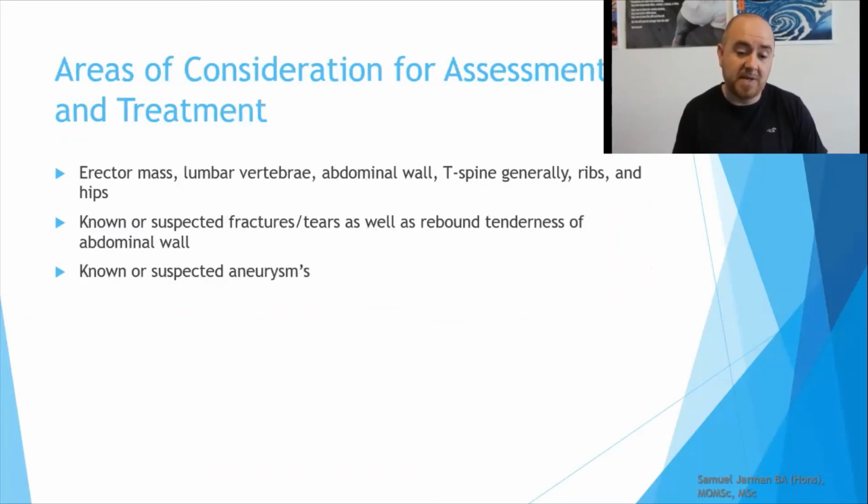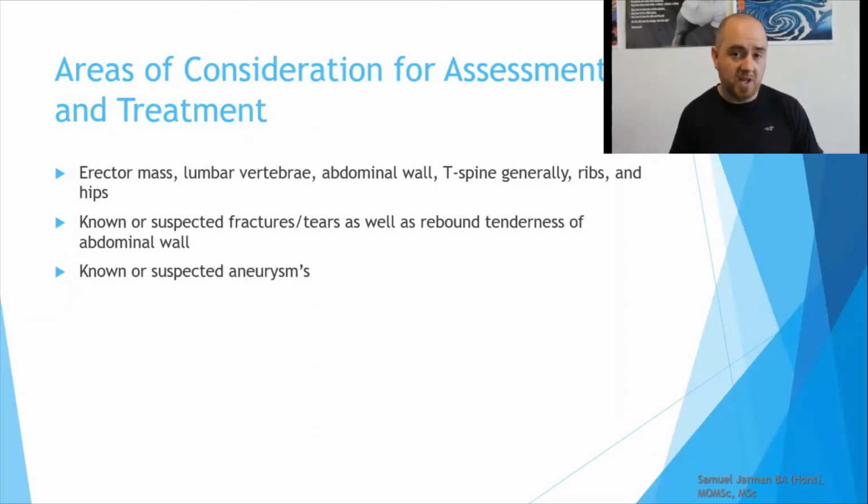Areas of consideration for assessment and treatment. So this would be basically a blending of all of the areas you would consider for both thoracic flexion and thoracic extension. So you're considering the erector mass, the lumbar vertebrae themselves, the abdominal wall, T-spine generally, the ribs and the hips, all as has been explained through related, especially muscular anatomy, but soft tissue and connective tissue anatomy.